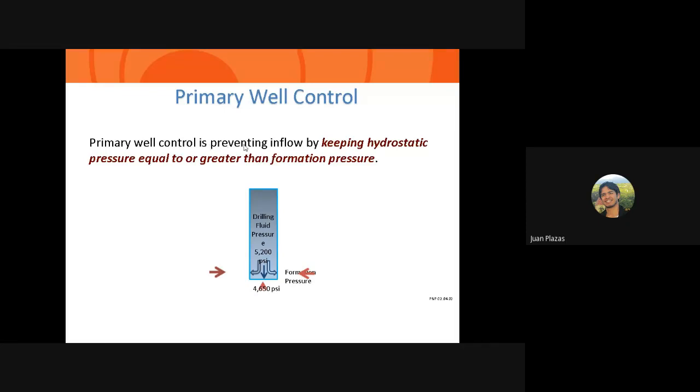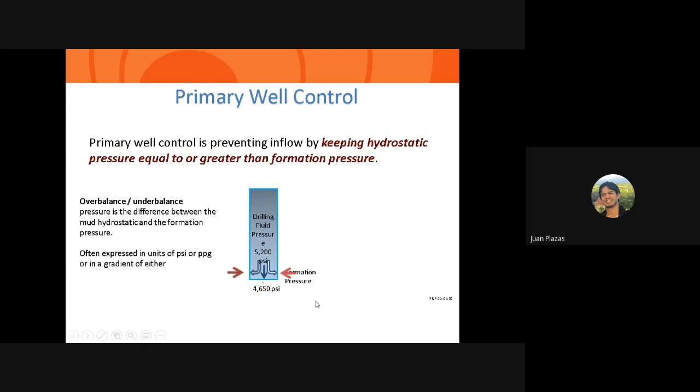Primary well control is preventing influx by keeping hydrostatic pressure equal to or greater than formation pressure. Hydrostatic pressure here is 5,200 and formation pressure is equal to 4,650. So what's going on is our hydrostatic pressure is enough to counterbalance formation pressure. So we are expressing an overbalance condition in terms of psi and in terms of ppg. When hydrostatic pressure is enough to maintain formation pressure control, we are creating or keeping the primary well control.